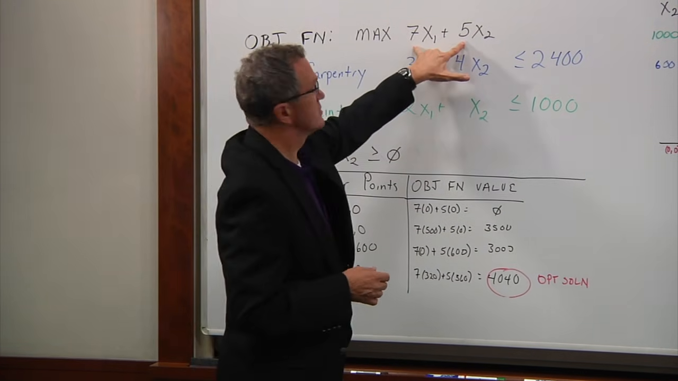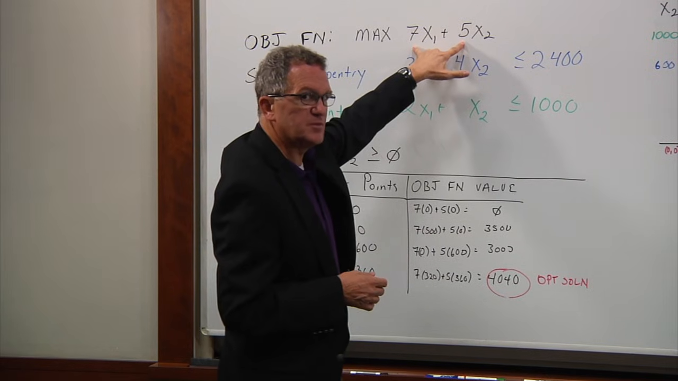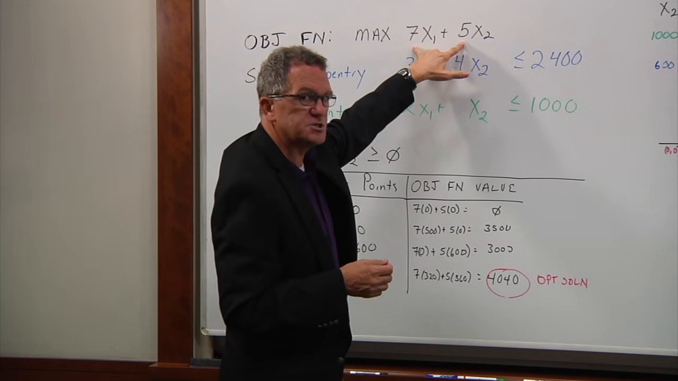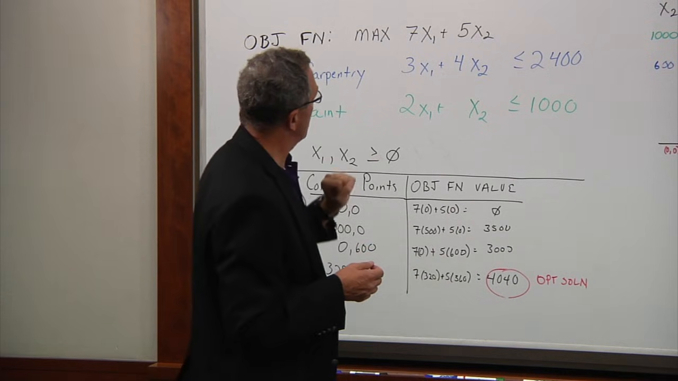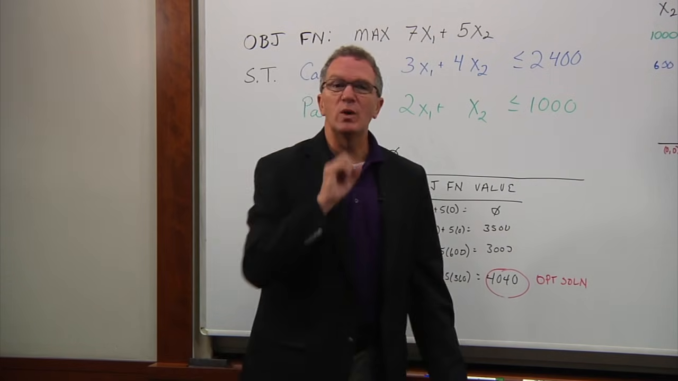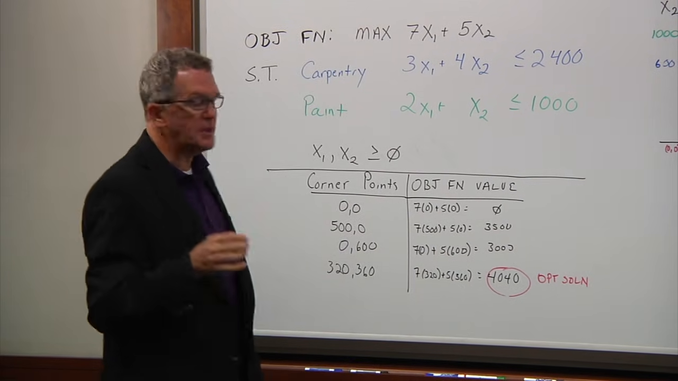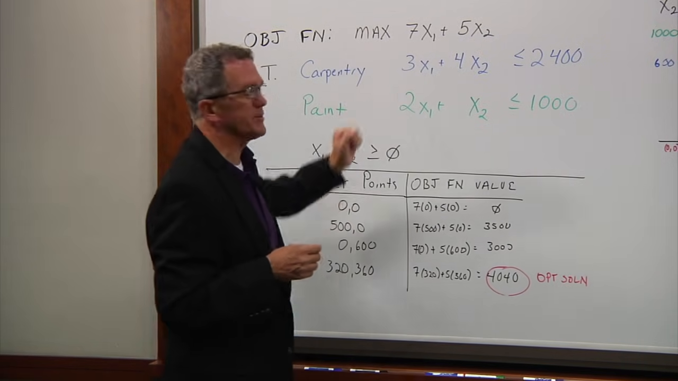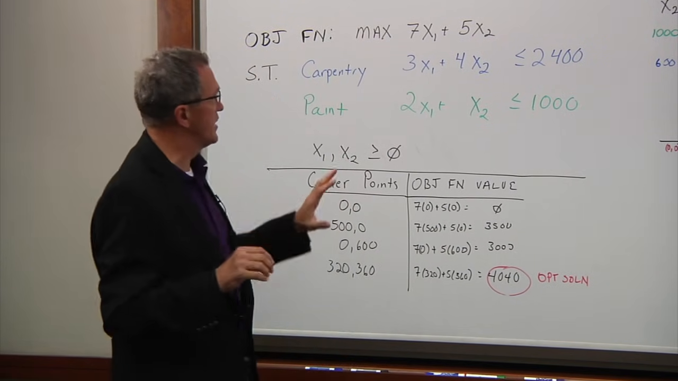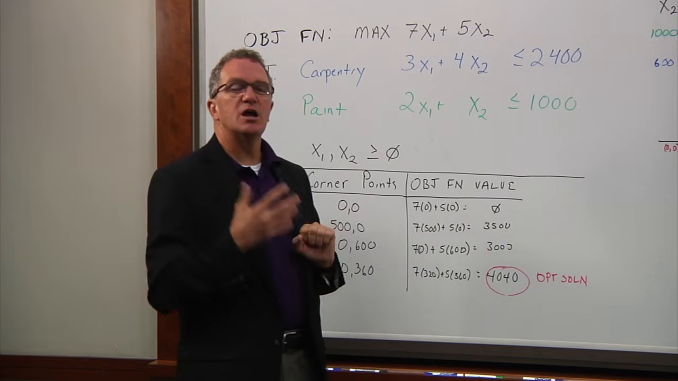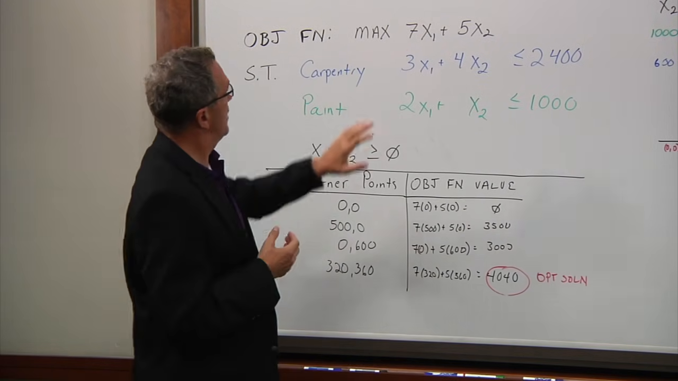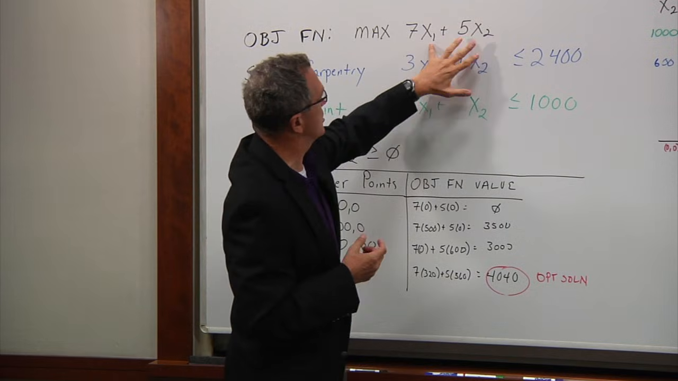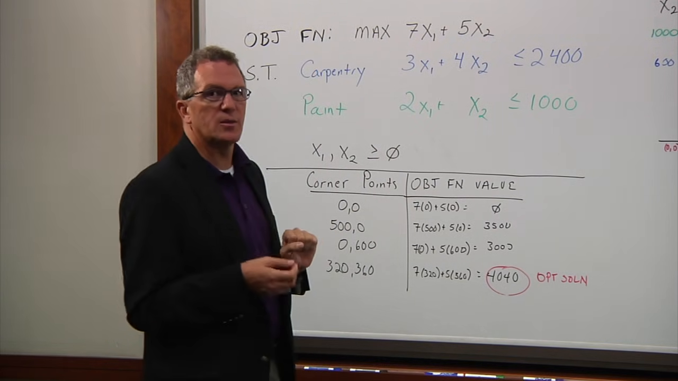These assumptions, $7 per table and $5 per chair, are based on market conditions. So remember, market conditions change. We have no control over it. As I mentioned in the last video, we control carpentry and paint. We can control all of that. So we're going to focus on changes in the objective function. And what we call these numbers in front of our decision variables, we call them coefficients.